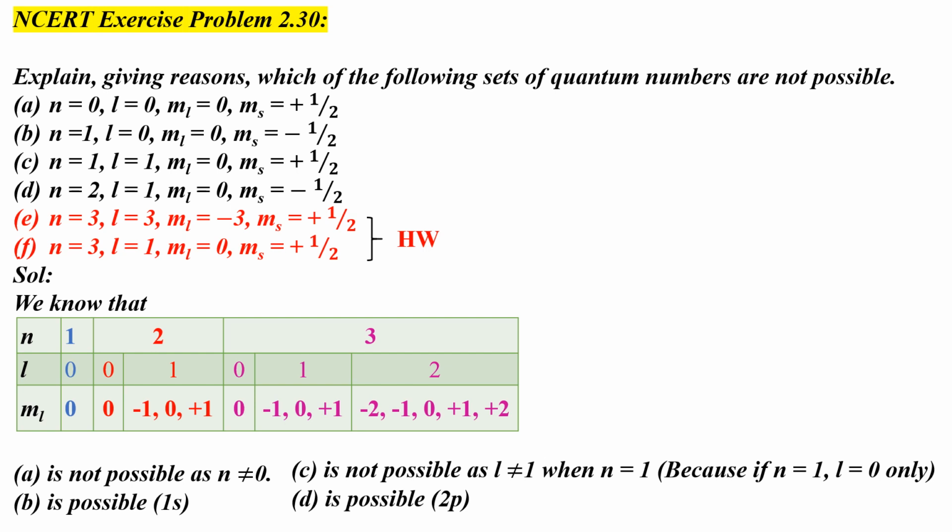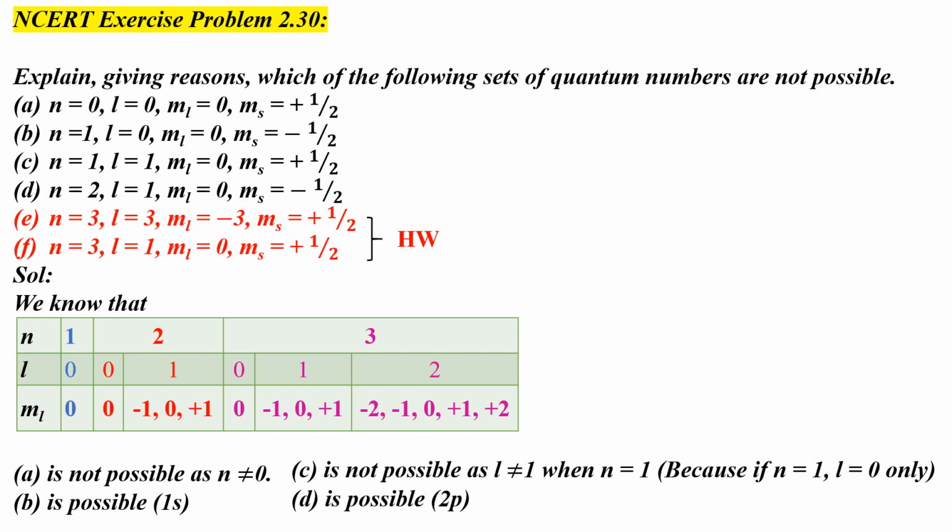Coming to the third case, C. n is equal to 1, L equal to 1, ml equal to 0, ms equal to plus half. Consider the first three quantum numbers here. n equal to 1 indicates the first shell. L equal to 1.